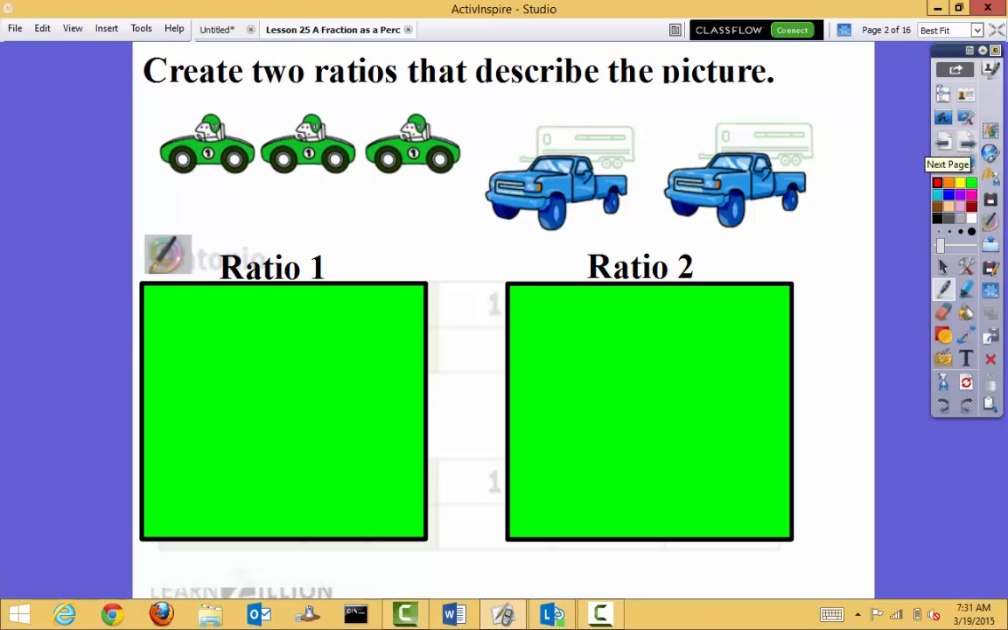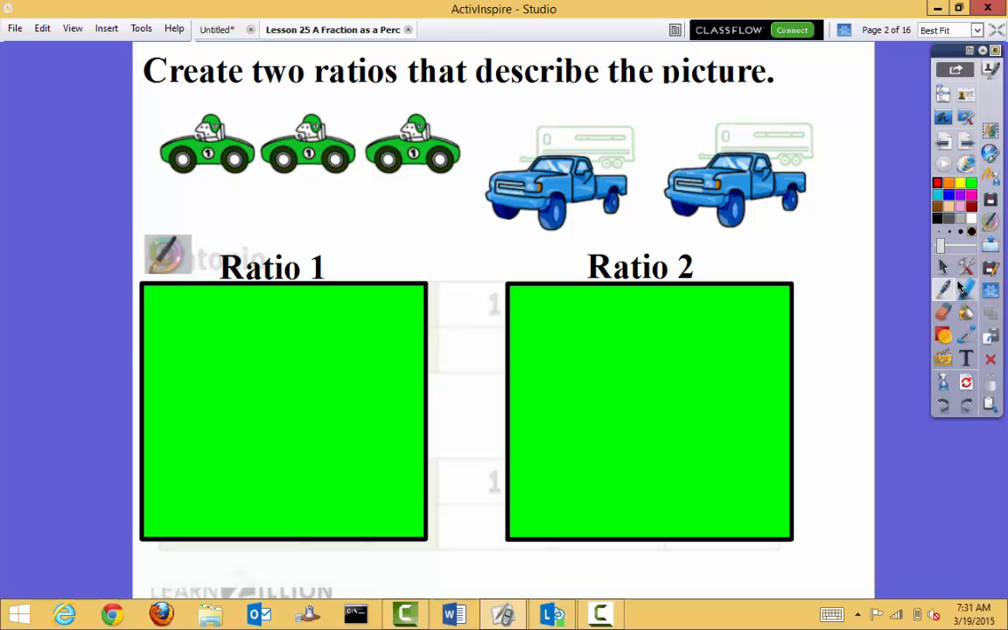So here's my first one. Create two ratios that describe the picture. Well, I see I have 1, 2, 3 cars and 1, 2 trucks. What does that mean? Well, there's several ratios I can do. I can do cars to trucks. I can do trucks to cars. I could do cars to the whole number or trucks to the whole number.